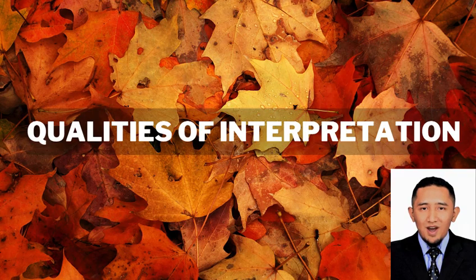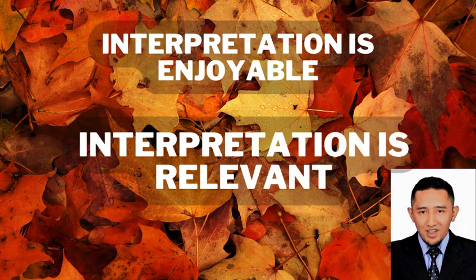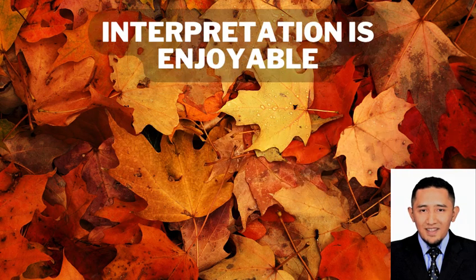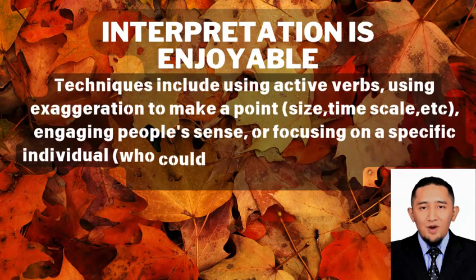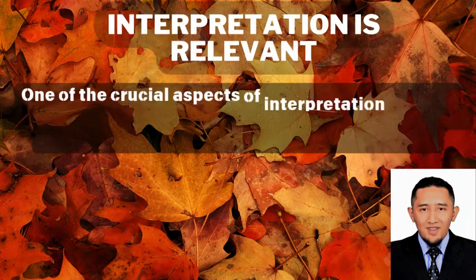There are two types of qualities of interpretation: interpretation is enjoyable, and interpretation is relevant. Interpretation is enjoyable. Techniques include using active verbs, using exaggeration to make a point, such as size or time scale, engaging people's senses, or focusing on a specific individual, who could be real or fictitious, in order to tell a story or make a point. Interpretation is relevant.